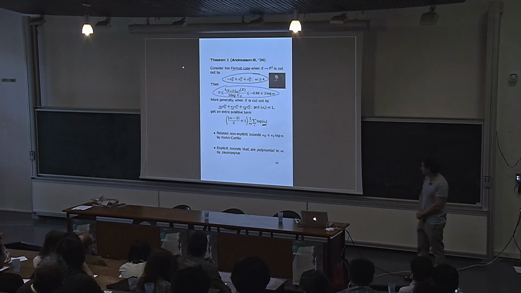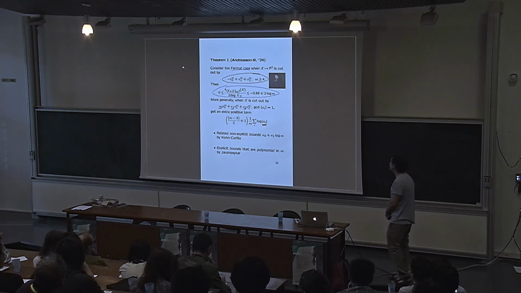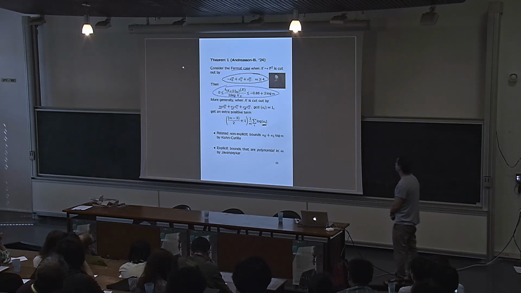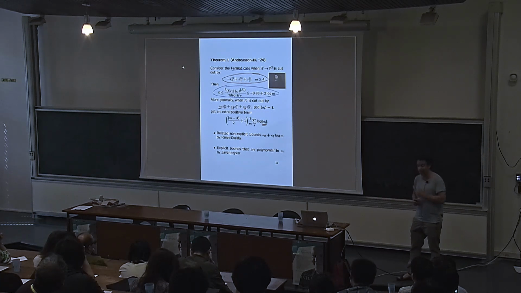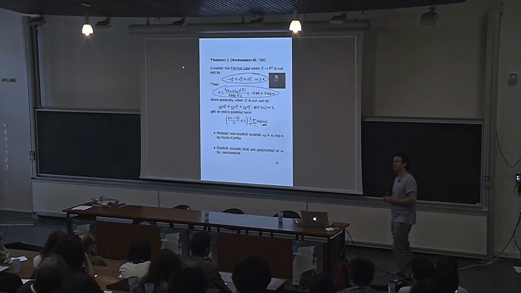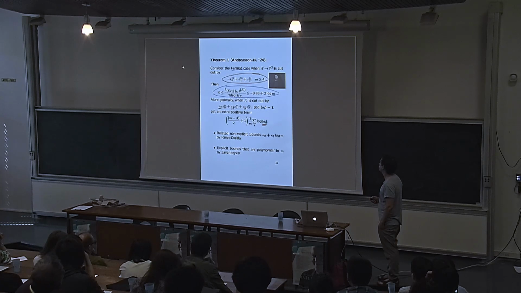So I should say there were some previous bounds by Kühn and Kurilla in Arakelov geometry, but these were not explicit as far as I understand. And there are some explicit bounds, but they are polynomial in m, by Javanpeykar. But his results apply to more general Galois covers. And we actually use a Galois cover in our proof that I will mention later. So our result, I think, actually holds more generally as well.